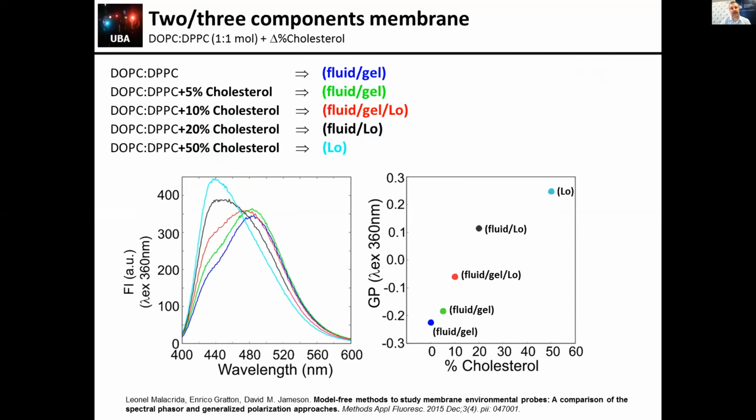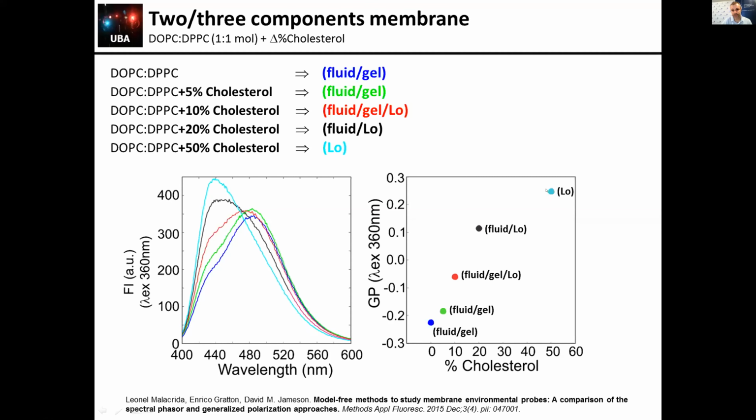So this is the first example. I made vesicles made of DOPC and DPPC. For those of you who are not in the membrane field, DOPC is a fluid membrane at the temperature that we run the experiment. DPPC is a solid membrane, and basically the mixture of both, 50-50, will give you a coexistence of fluid and gel membrane within our system.